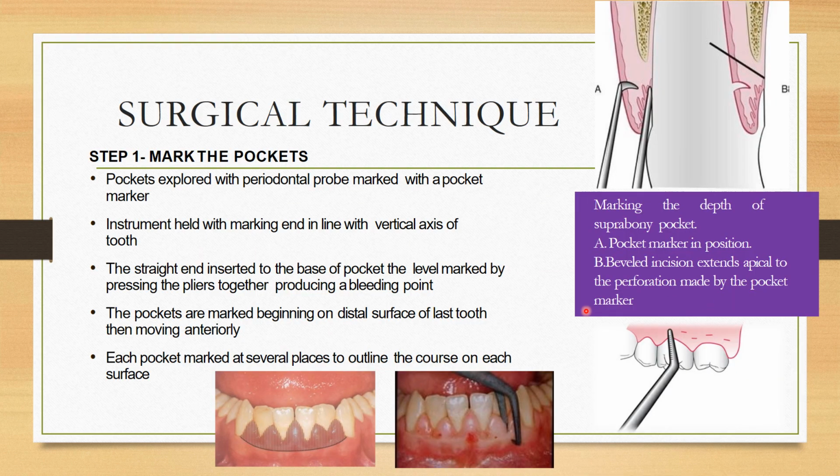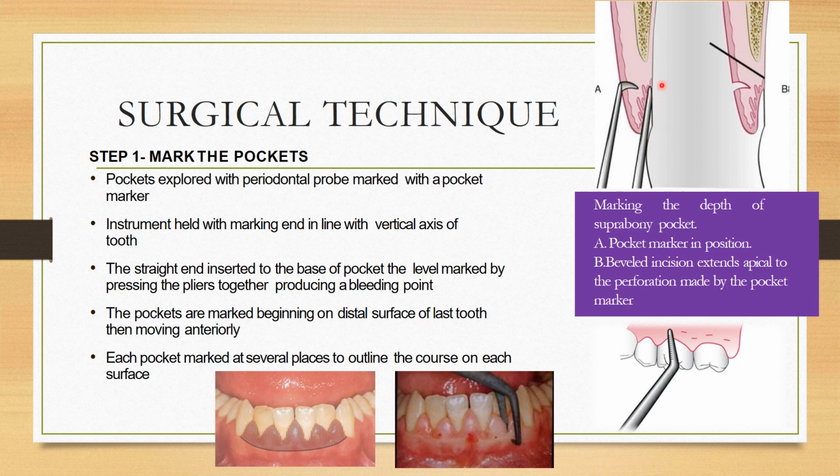So coming to the surgical procedure, as we told, the first step is marking the pockets. This marking of the pockets can be done by a pocket marker. Okay, so first we have to probe the area. So probe the area thoroughly, and you can anesthetize before that. Anesthetize the area, probe the area, and this pocket marker can be inserted.